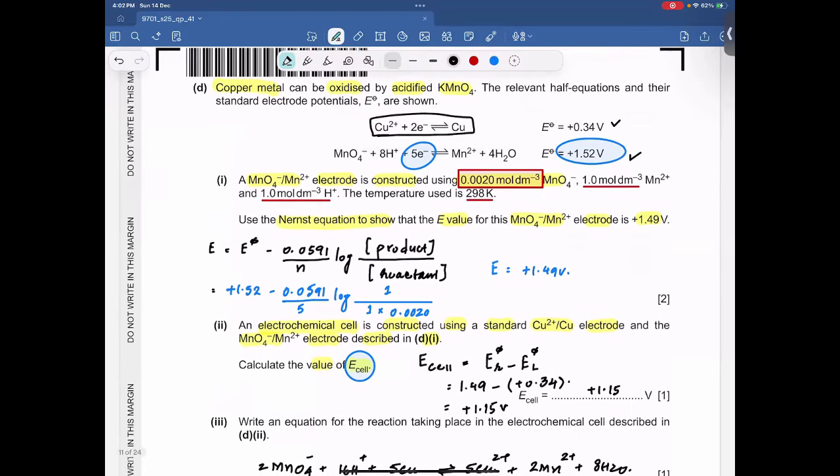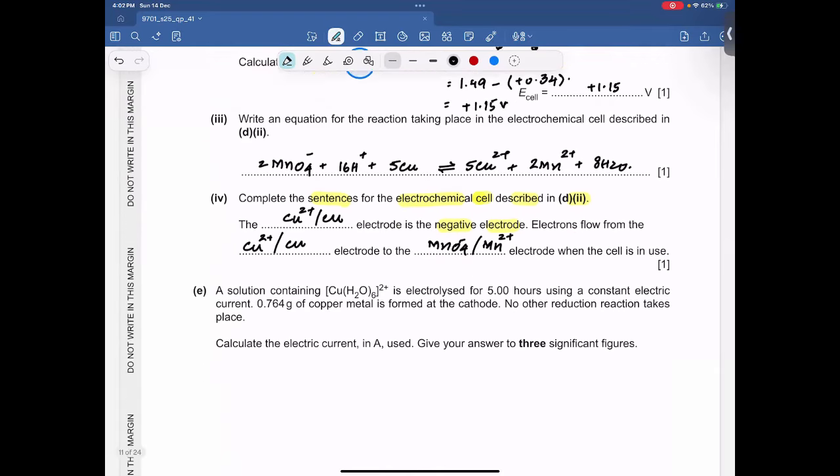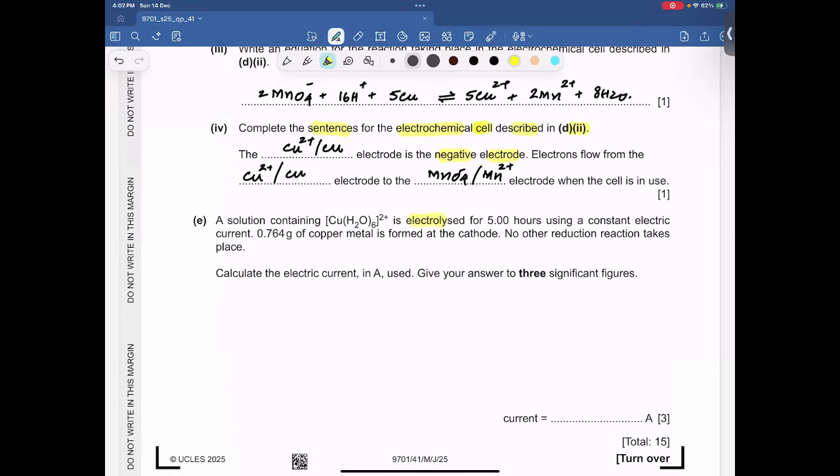Remember that. A solution containing this much copper ions is electrolyzed for 5 hours. So technically the time is 5 hours. We need to convert it into seconds. So 1 hour is 60 minutes, 5 hours is 300 minutes, and 300 minutes into 60 because 1 minute equals 60 seconds. So it's going to be 18,000 seconds. Okay, that's my first step.